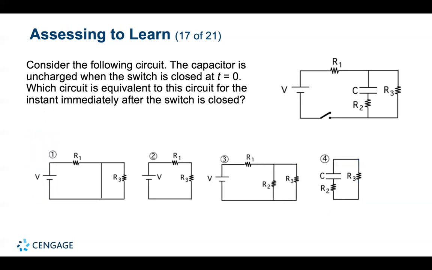Consider the following circuit. The capacitor is uncharged when the switch is closed at t equals 0. Which circuit is equivalent to the circuit for the instant immediately after the switch is closed? And the answer is number 3.